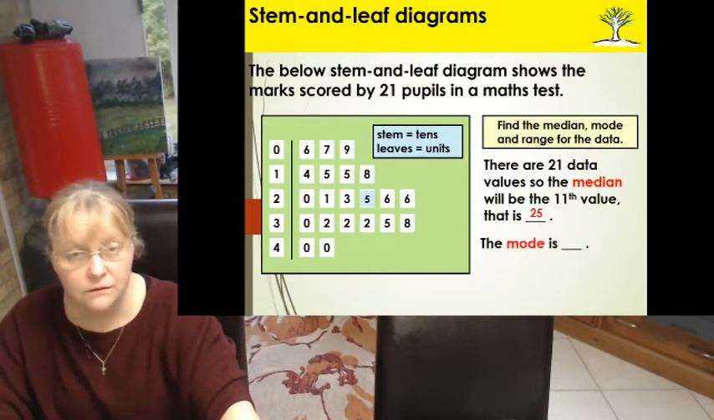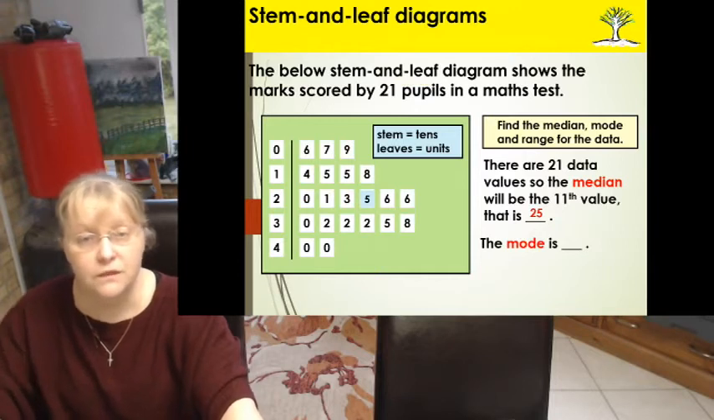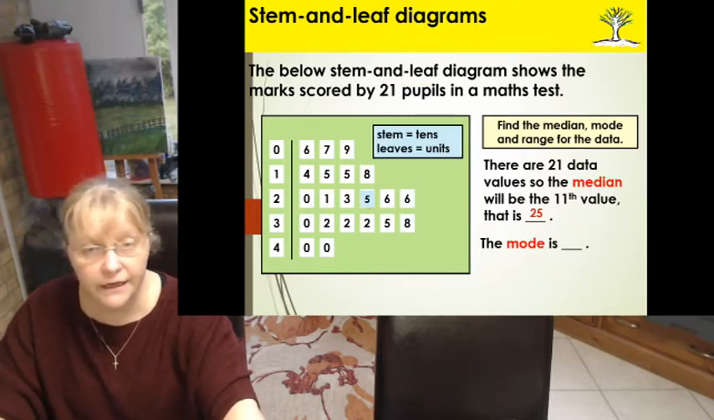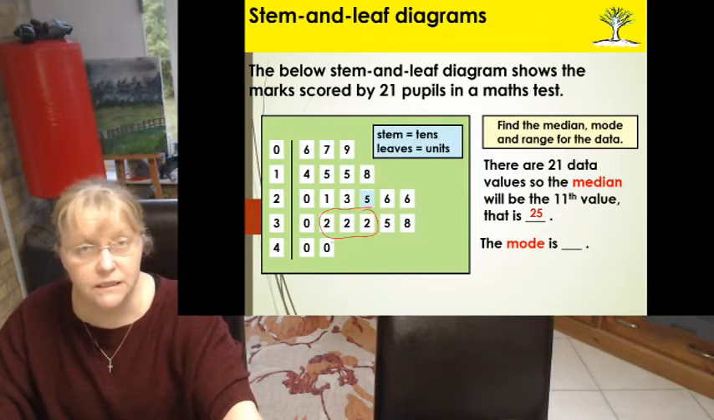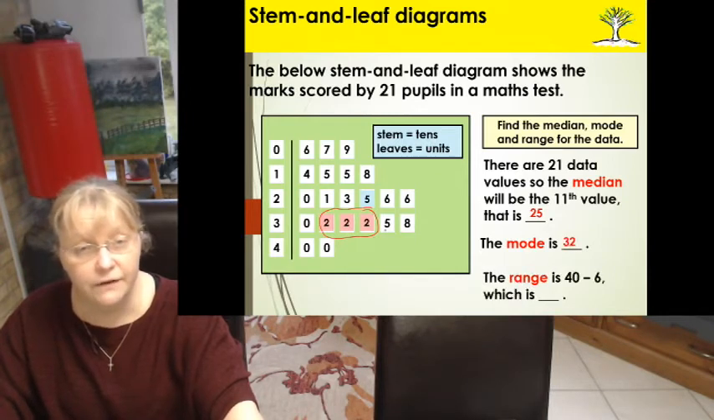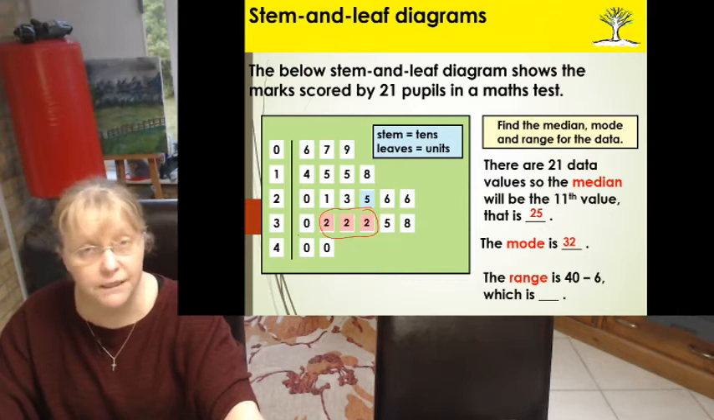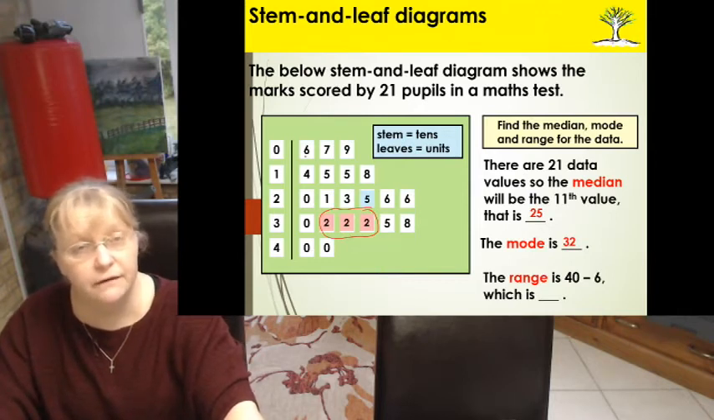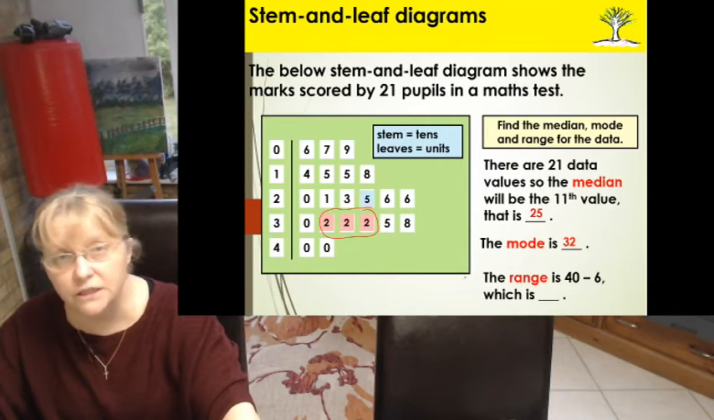The mode is just what number comes up the most. So if you look along here for any numbers that are repeated, you can see that the 2's are repeated enough. So remember, that would be 32. And finally, the range is the biggest minus the smallest. So the biggest number is 40. The smallest number down here is 6. So the range is 34.